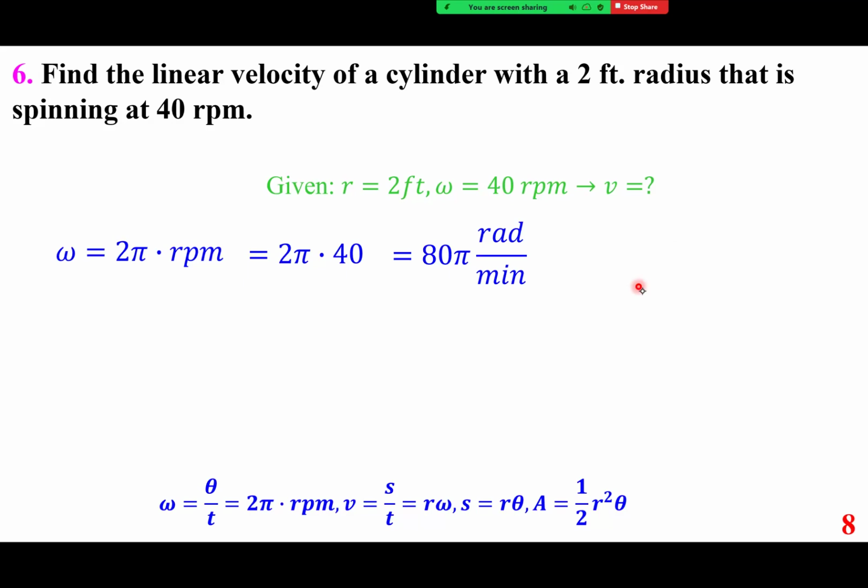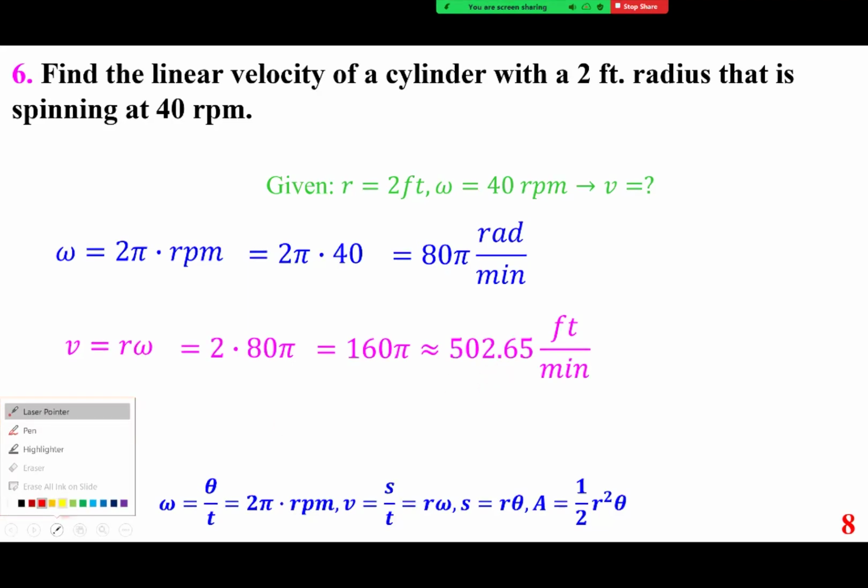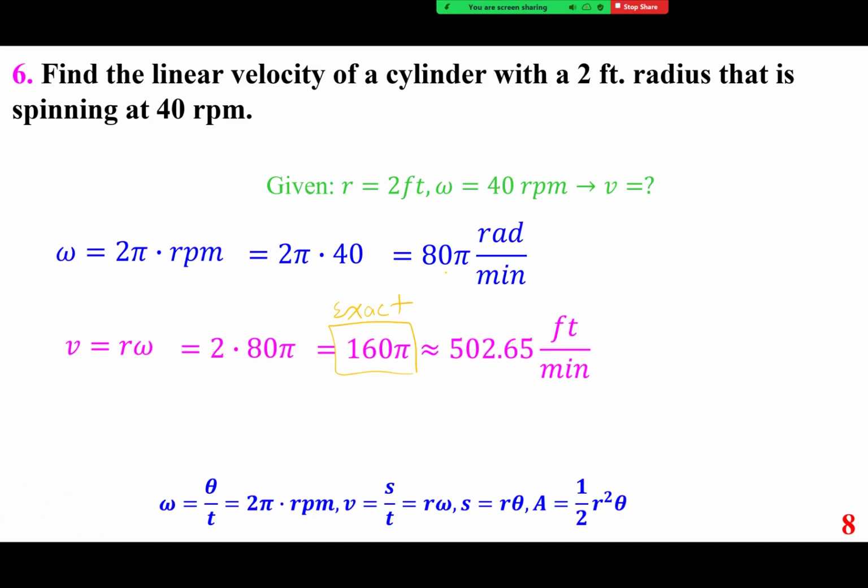So we have omega and V is R omega. So plug in R is 2, omega is 80 pi. And the answer is precisely 160 pi feet per minute. And use a calculator to guesstimate it, if you will. And I'm going to write down this is the exact answer. Always have your exact answer. Okay, everybody? Make sure you have the exact answer always.